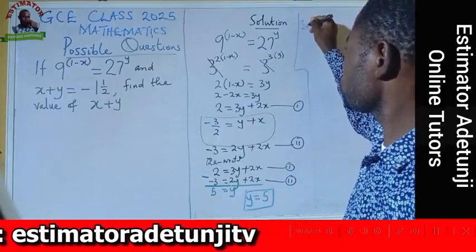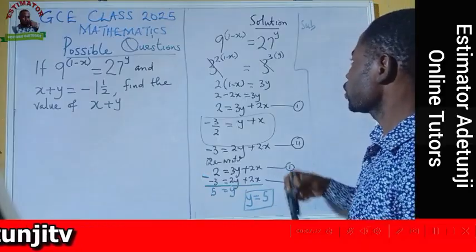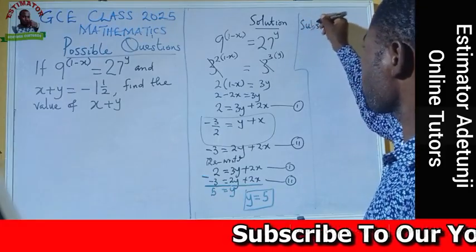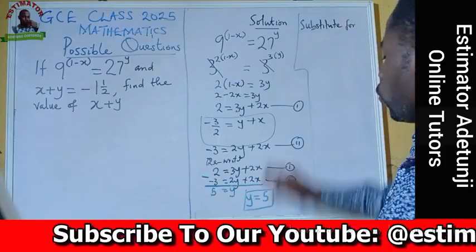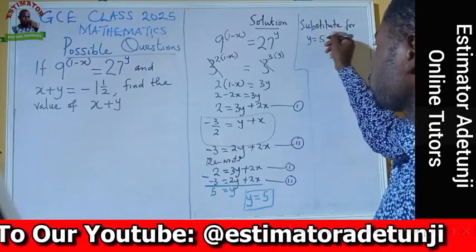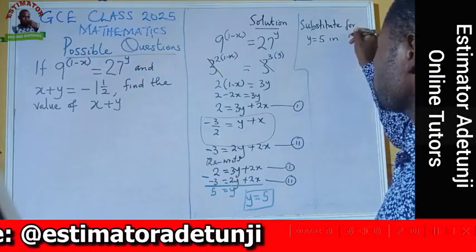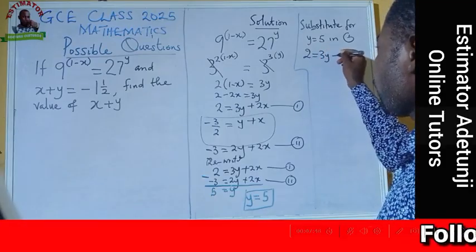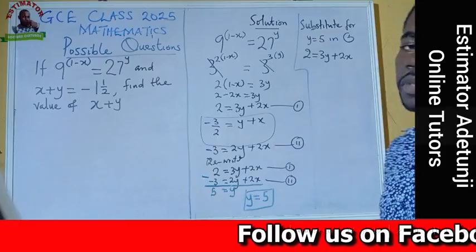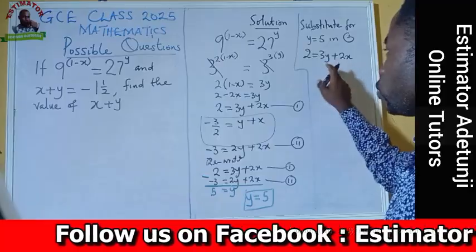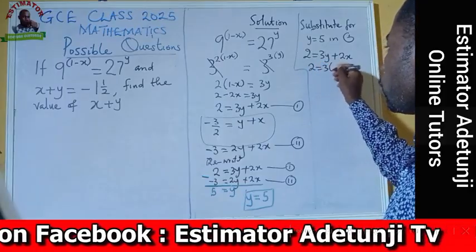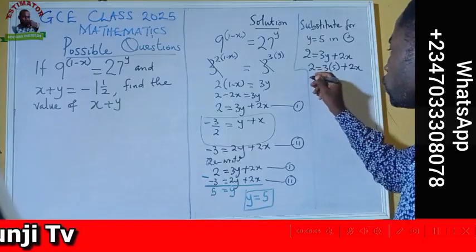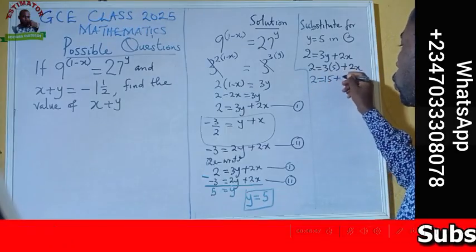I will say substitute y equals 5 in equation 1. Since I'm picking equation 1, what does equation 1 say? Equation 1 says 2 equals 3y plus 2x. Wherever I see y, I replace it with 5. So 2 equals 3 open bracket 5 close bracket plus 2x. Simple mathematics, carry on. So we have 2 equals 15 plus 2x.